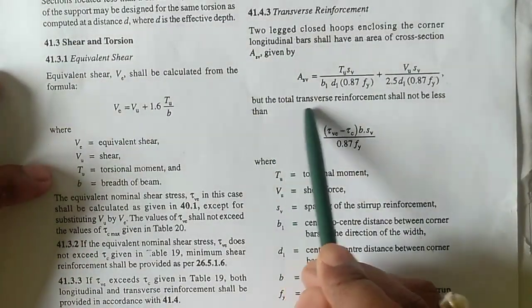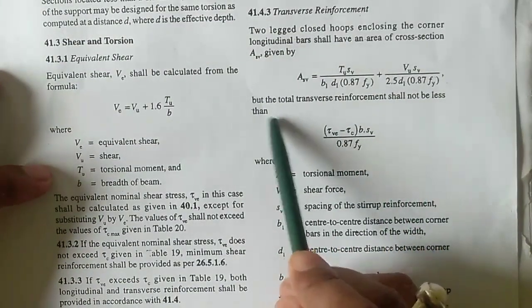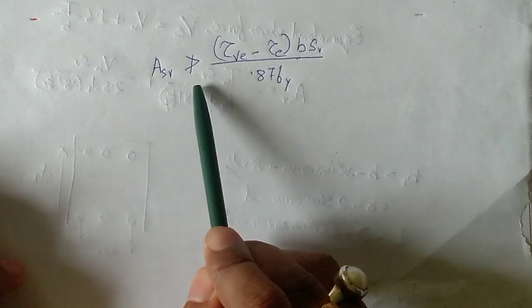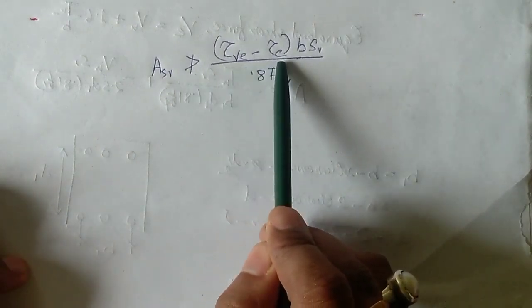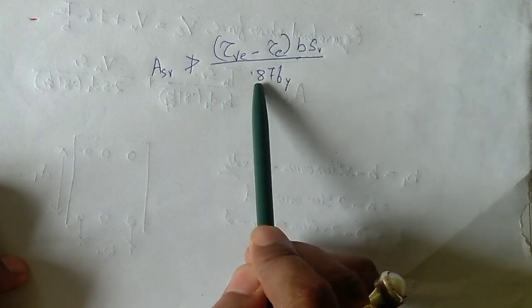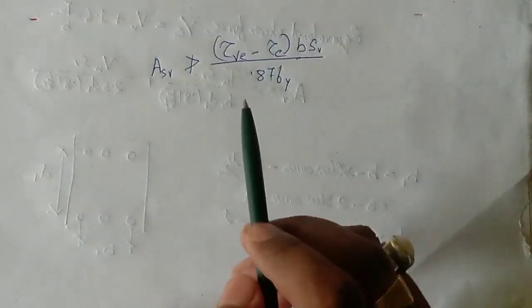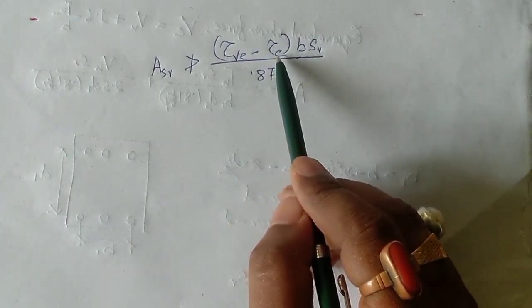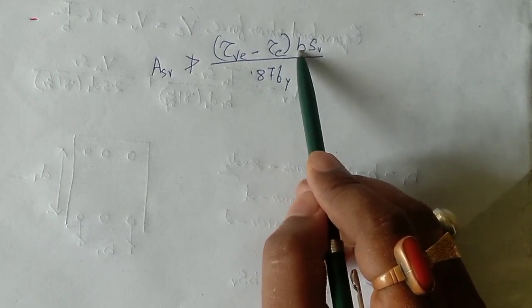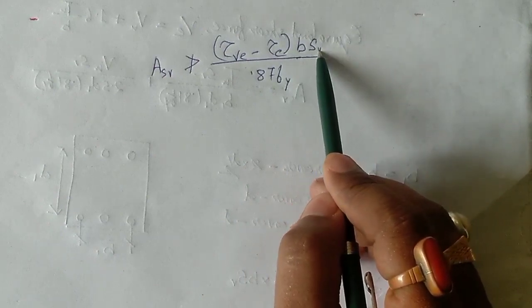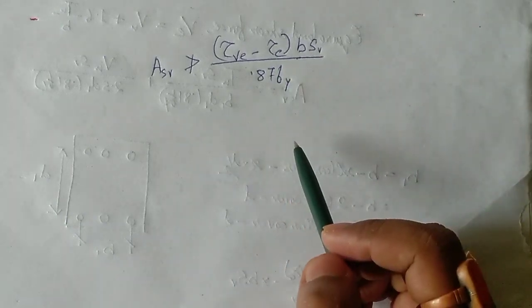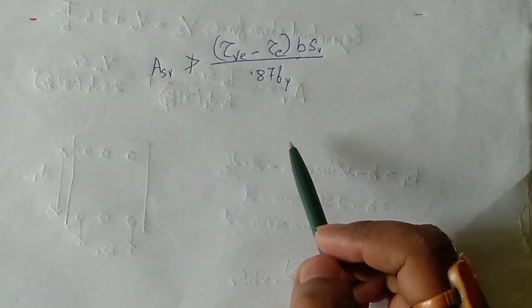As per the code, the total transverse reinforcement shall not be less than this. So that is Asv greater than or equal to (tau v minus tau c) multiplied by b into sv divided by 0.87 fy. So here tau v is the equivalent shear stress, tau c is the shear strength of concrete, b is the breadth, sv is the spacing of the shear reinforcement, and fy is the yield stress of reinforcement. Now this is all about the transverse reinforcement, how to calculate.